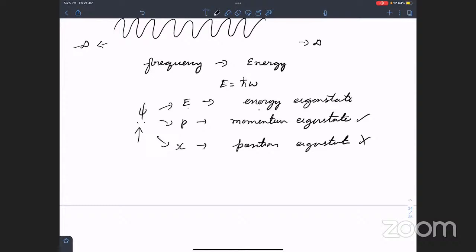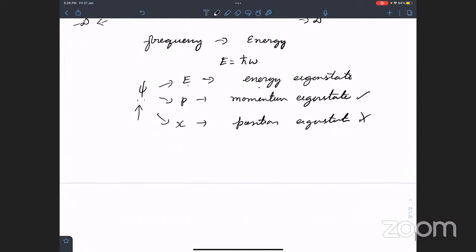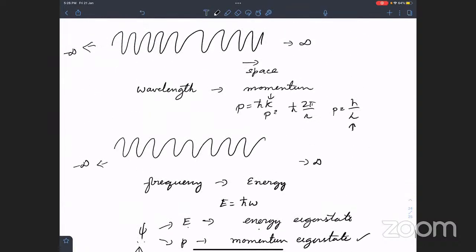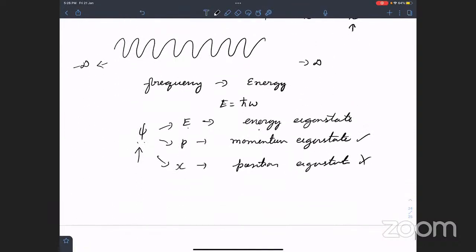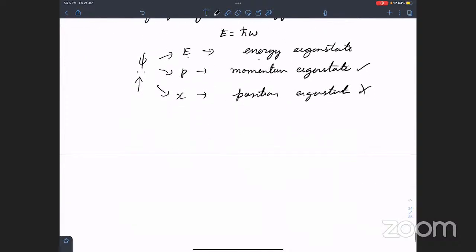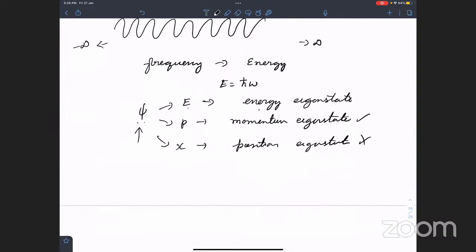Now, next question to you: can I have a wave function that is a position eigenstate as well as an energy eigenstate? Turns out that it's not possible. I leave you to think about why that is the case. So I hope this concept of an eigenstate is clear, and why we call it an eigenstate. The reason for that will come slightly later.